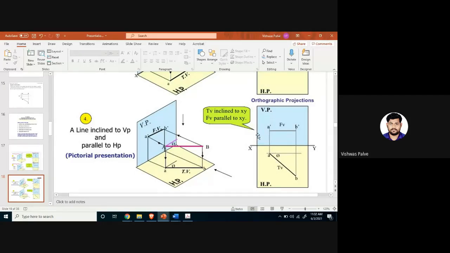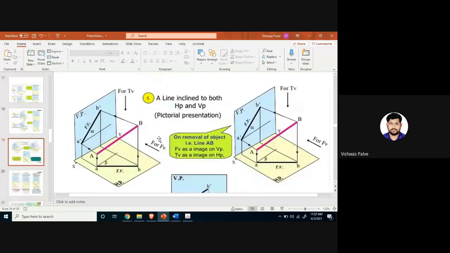And in the front view, what will you get? You will get an apparent length. Apparent length means the shorter length: the shadow of this inclined line will fall on this VP, and here you will get a shorter length. So now we are just seeing the concept, what exactly the concept is.